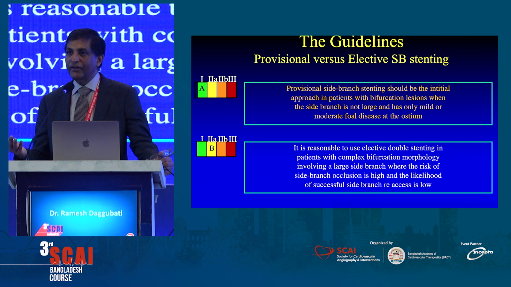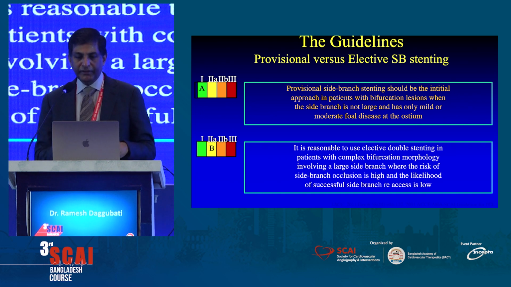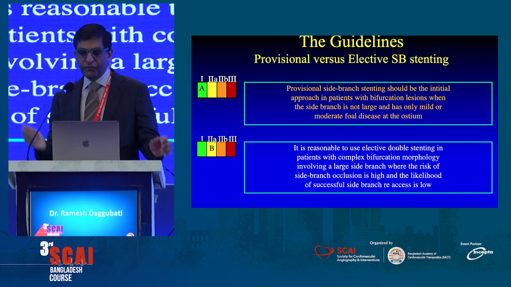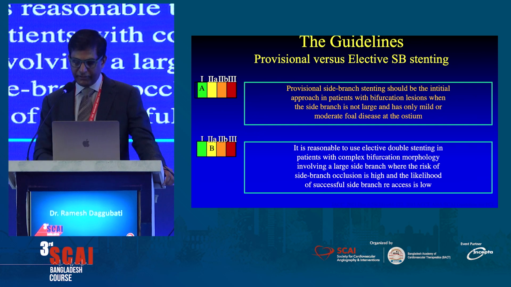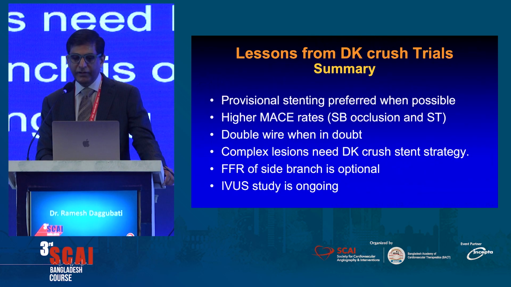In provisional stent strategy, they had to bail out in about 25% of the people with a TAP technique. So that's unfortunate. That is a failure of a provisional stent strategy, in my opinion. So provisional stent strategy should be class 1 indication for all simple lesions. But if it is a complex lesion, go for a two stent technique. So whenever preferable, provisional, but obviously a side branch occlusion can happen, as discussed by Dr. Shaiban, and double wire when in doubt.